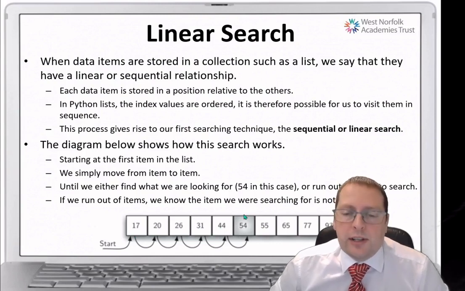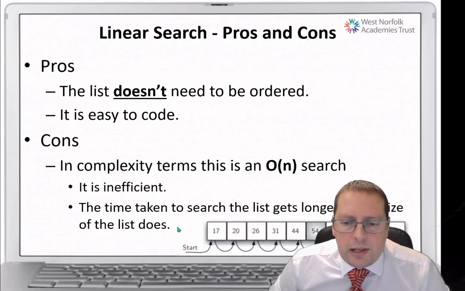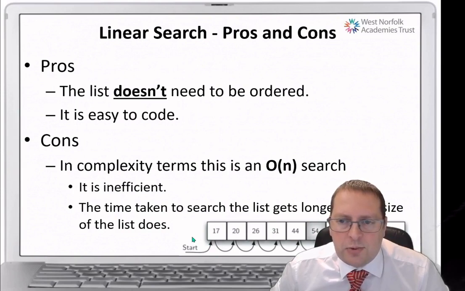Now, linear searches have advantages and disadvantages. The fact that the information doesn't need to be in any particular order. It doesn't matter that the numbers are ordered, we will still eventually get to the item that we want. So that's one advantage to a linear search. The data doesn't have to be ordered.